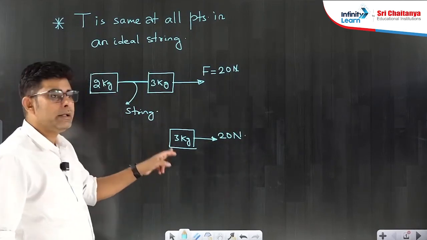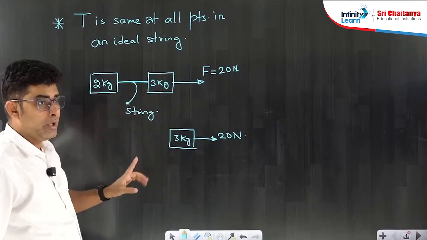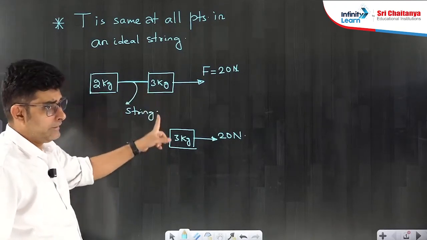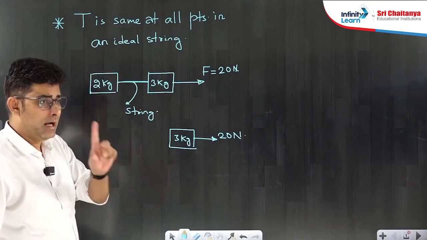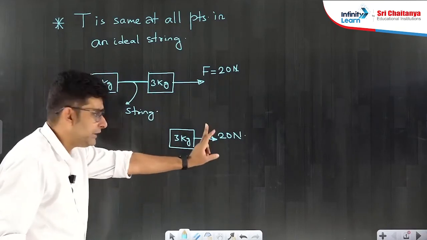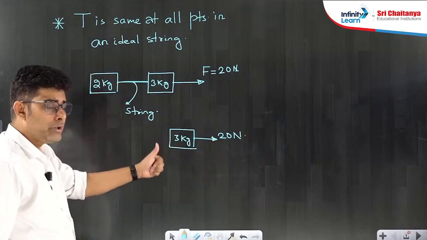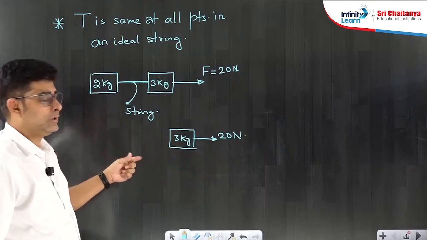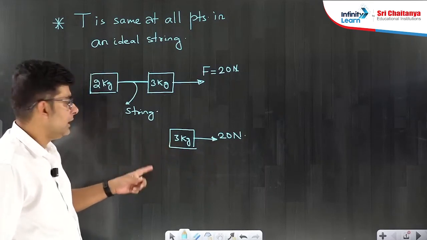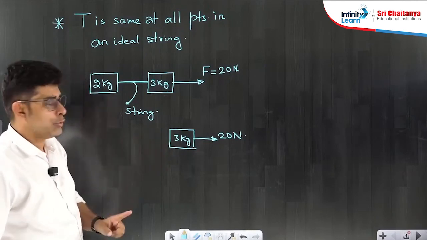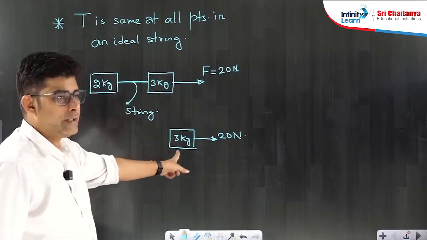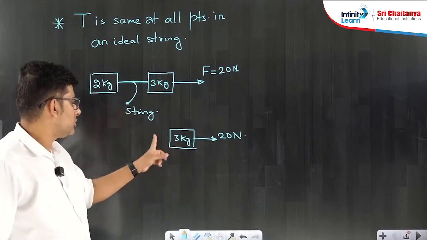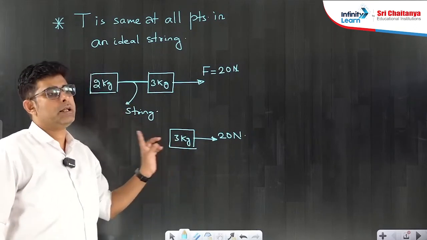On the left side, 3 kg is connected to the string. So which force will act on 3 kg? It is the tension. Again telling, on right side 20 Newton force is acting. So which force will act on the left? It is connected to string, so tension. Now tension is a pulling force. So on 3 kg, what should be the direction I should show for tension?